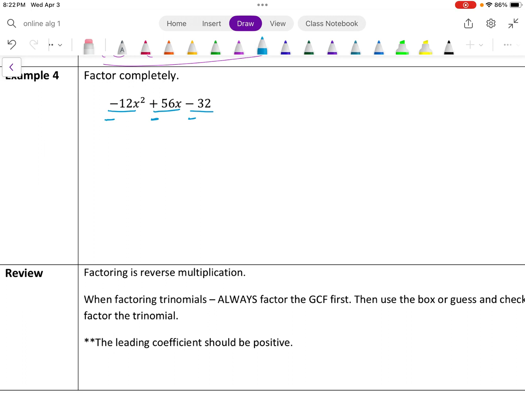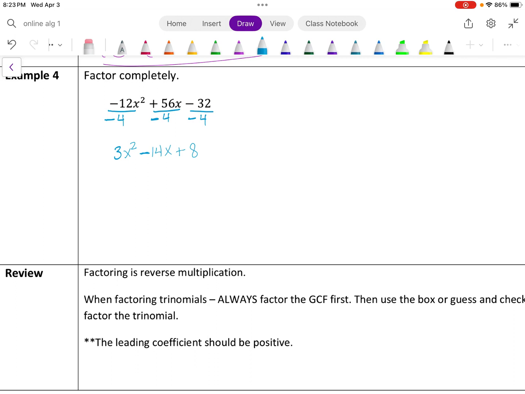Well, now I'm thinking about 12, 56, and 32. What could go into all of those? I'm thinking probably 4 could go into all of those. All right, let's see what that leaves us with. Negative 12 divided by negative 4 is a positive 3. Positive 56 divided by a negative 4 is going to be a negative. And then let's see, 4 times 15 is 60, so 4 times 14 is 56. Negative divided by a negative is a positive. 32 divided by 4 is 8. 3x squared minus 14x plus 8.